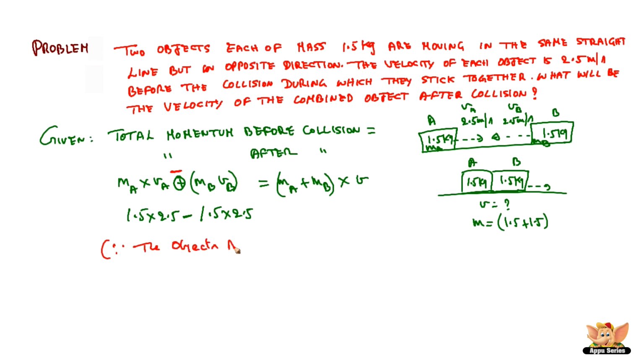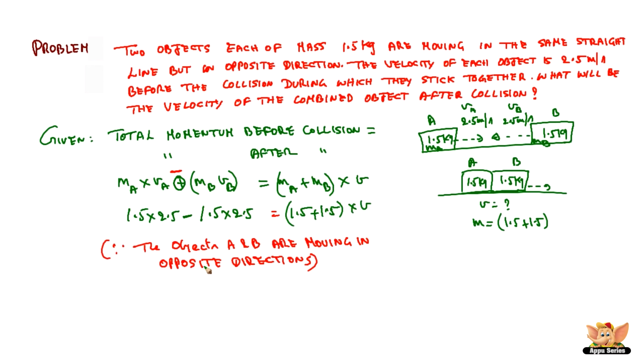Since the objects A and B are moving in opposite directions, this becomes minus. So this is equal to 1.5 plus 1.5 into V. Now the left side becomes 0. So this is 3 into V. Hence V is 0. So the velocity of the combined object after this is 0 meter per second.